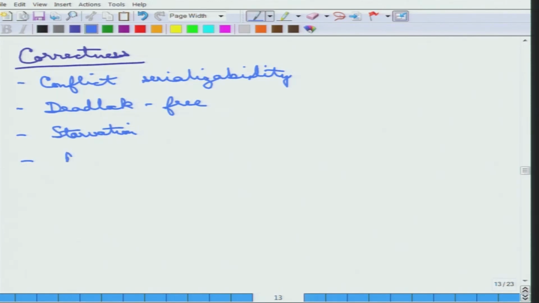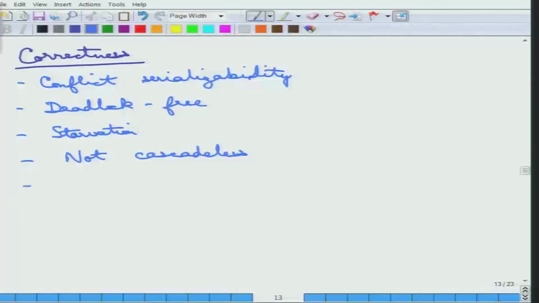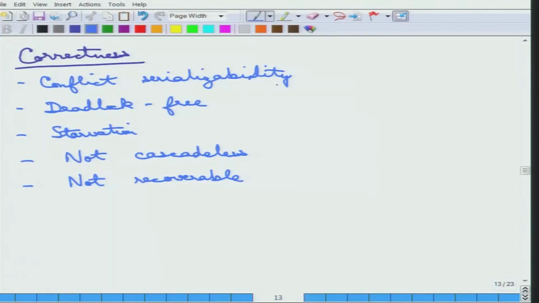It is not cascadeless, which means that cascading rollbacks may happen, because when a particular transaction aborts, the other transaction that is dependent on it may also abort. In fact, very interestingly, it is not even recoverable, because it has allowed a transaction to go ahead and read or write since the other transaction has not yet come, and that transaction may have just committed. Later you find that it should not have done this, but by that time it has already committed. So, this is very important: this is not recoverable. Although it is deadlock free and guarantees conflict serializability, it still has these problems of starvation and non-recoverability. Of course, if it is not recoverable, it is not cascadeless as well.